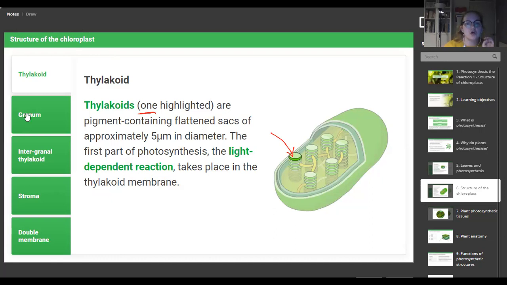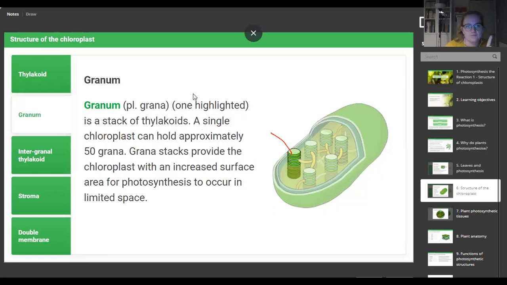Then we have the granum. Now the granum is the whole stack. So one stack is a granum. This one is a granum. And if we talked about these three, we would call them grana. So if we're saying there are multiple grana in a chloroplast. A granum is a stack of thylakoids, so it's all the thylakoids in that stack. A single chloroplast has approximately 50 grana. Obviously, some will have more, some will have less, but that's roughly how many they have.